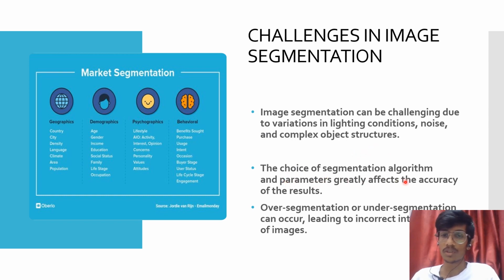The choice of segmentation algorithm and parameters greatly affects the accuracy of the results. These algorithms are what we discussed previously, like Sobel, Roberts, and Prewitt. We should use those algorithms wisely and know where to apply them. Over-segmenting or under-segmenting can occur, leading to incorrect results, so the image might get disrupted when we use image segmentation.